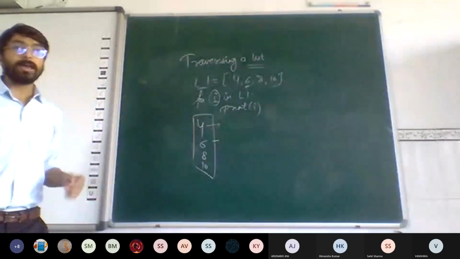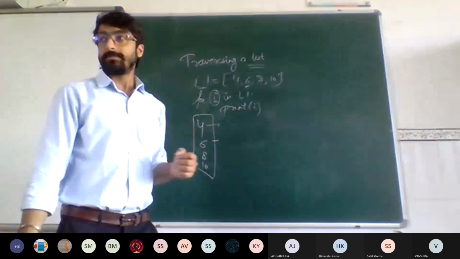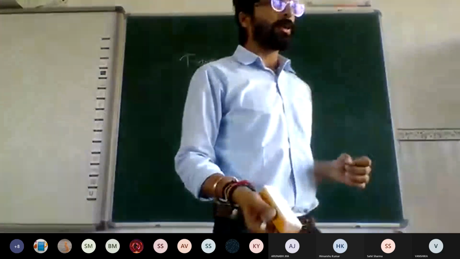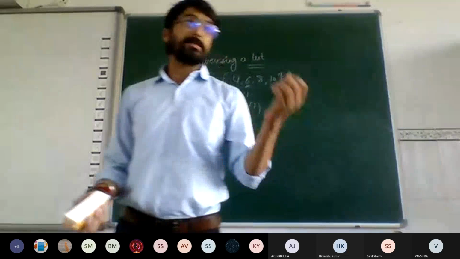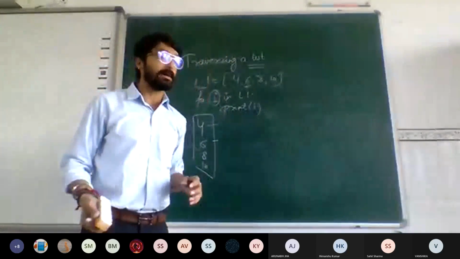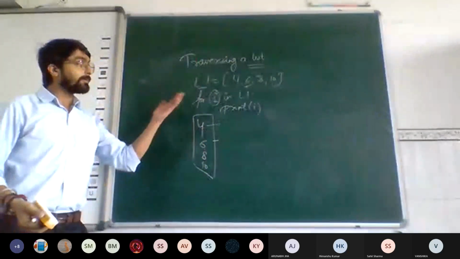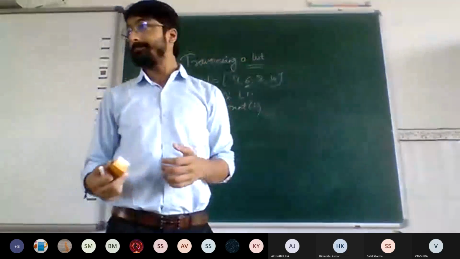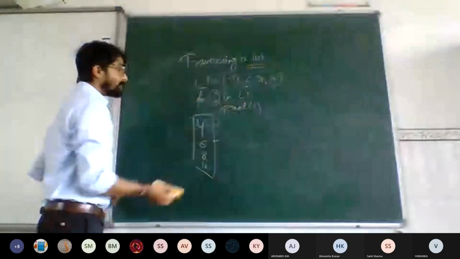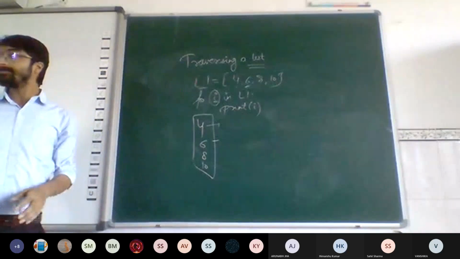Now, the thing is how to take an input of a list. You have taken a number as an input, A equals int input, enter a number. You have taken a string as an input, str1 equals input, enter a string. Now, what about a list? How can we take a list from the user? Let's look after that.